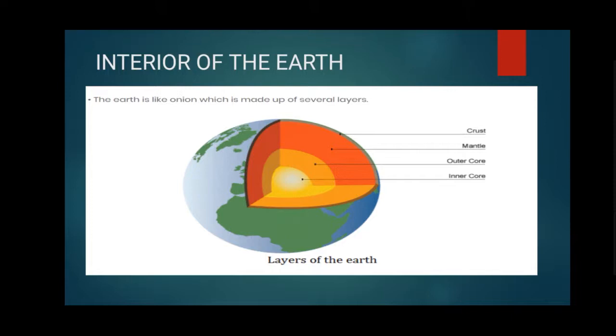First, crust. Second one, mantle. And the third one is core. I repeat, children. First, crust. Second, mantle. And third, core. So, the first, outermost layer is crust. Next, the middle layer is mantle. And the last, innermost layer is core.